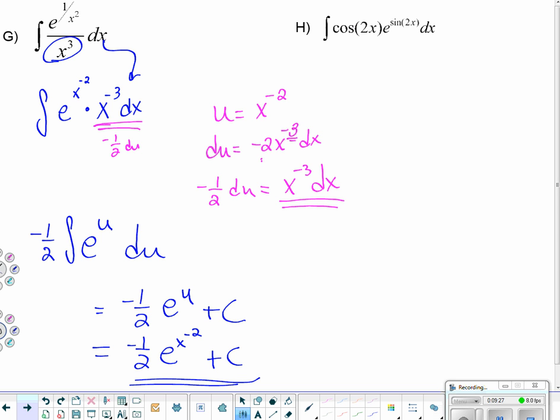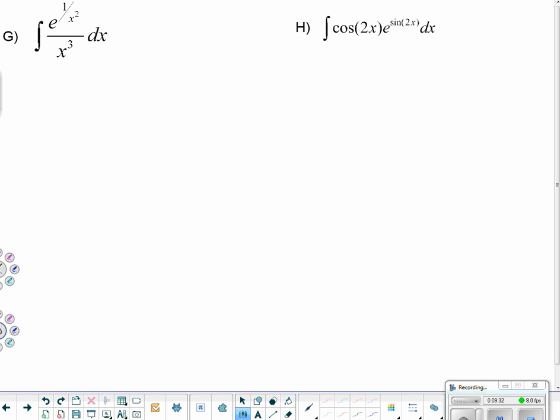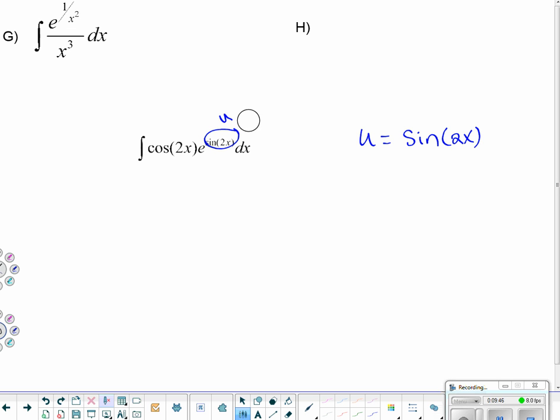On to H. I'm going to clear the screen. All right, H. A whole lot going on here. I would guess that this should be our u. Let's try it. If it doesn't work, we'll guess on something else and switch it up. But I know the derivative of sine. My inclination is the derivative of sine gives me cosine, and that's going to be a wonderful thing. Derivative of sine of 2x gives me cosine of 2x. Don't forget to do the derivative of the inside. That produces a 2. And then I get this dx coming over from the left side.